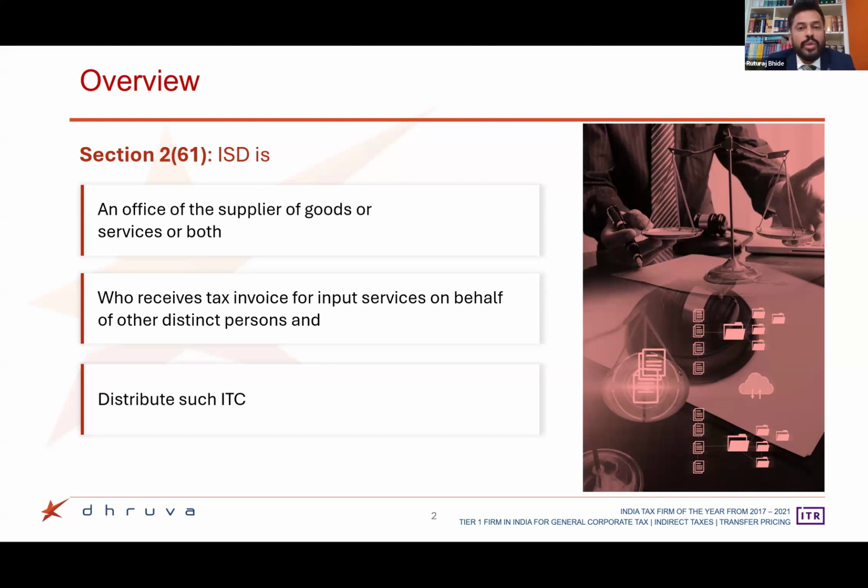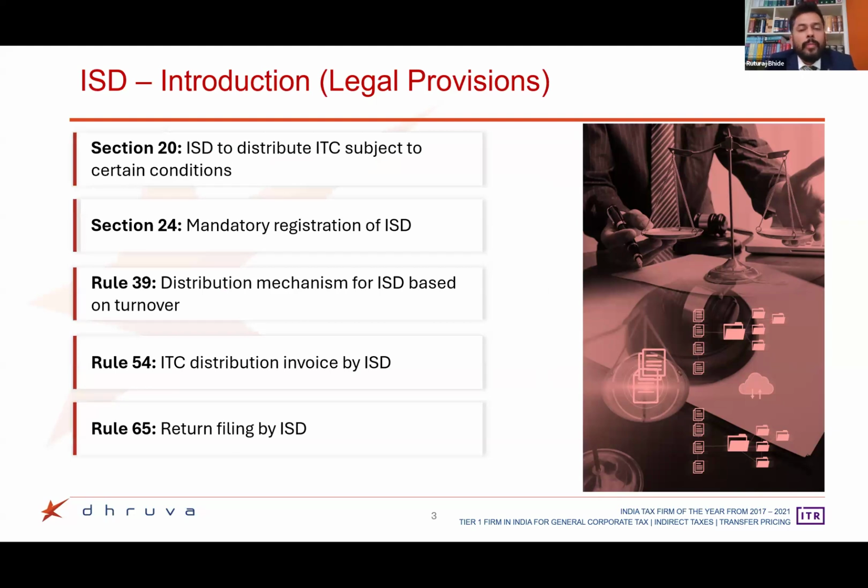So in this situation, the ISD mechanism allows the Mumbai head office to distribute the input tax credit, which has come on this invoice to other locations, to other registrations. So ISD is a mechanism which allows me to distribute input tax credit among the multiple registration that I have as an organization.